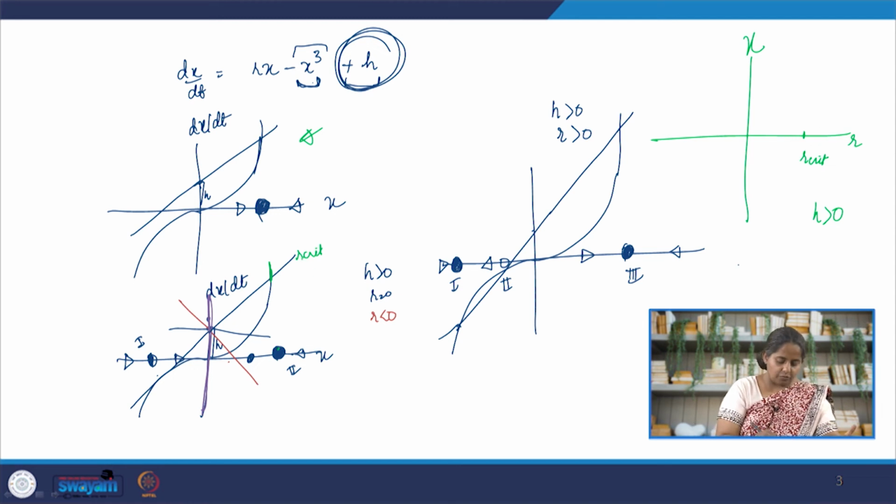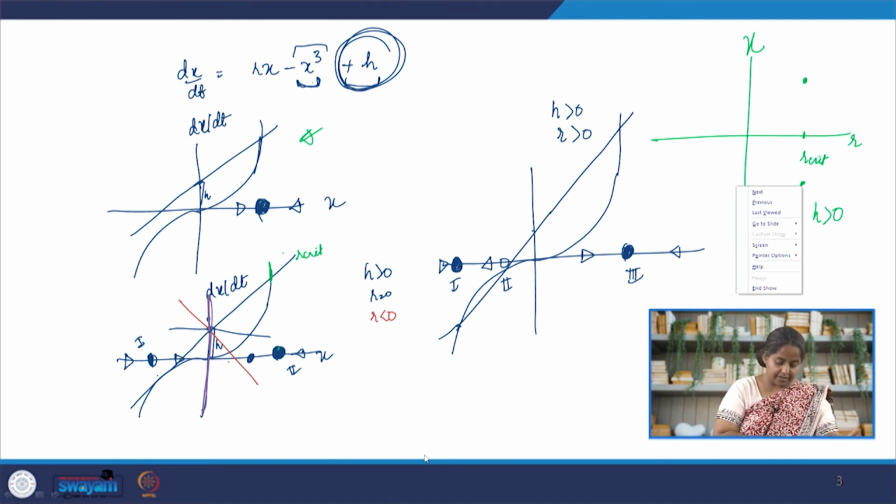And as we increase the value of r beyond r critical, another fixed point appears. This is a negative fixed point. So, it is appearing here. At r critical, we have a positive fixed point, which is stable. And as r increases, another fixed point appears, which is a negative fixed point. This is a half stable, half unstable fixed point.